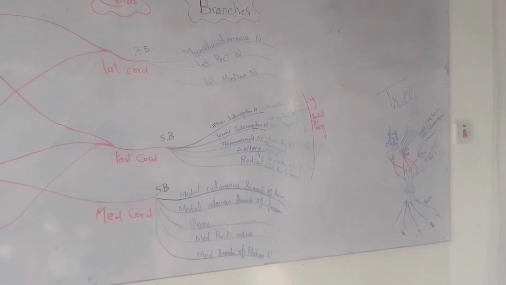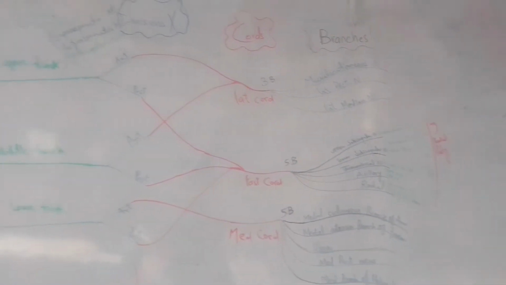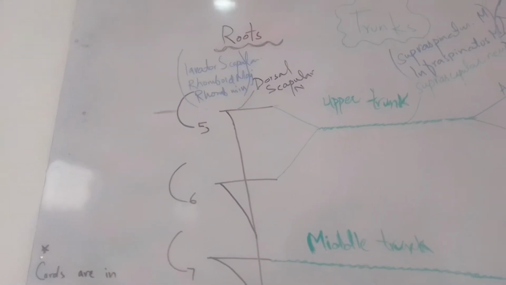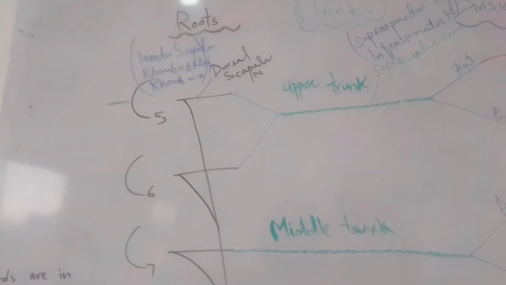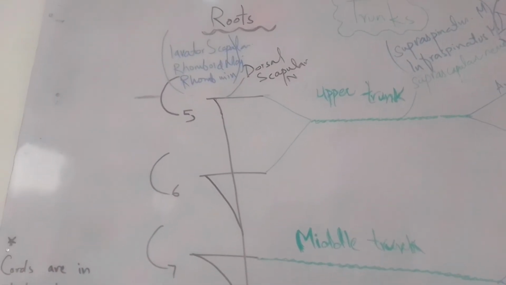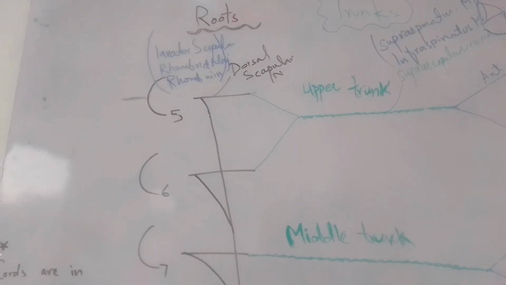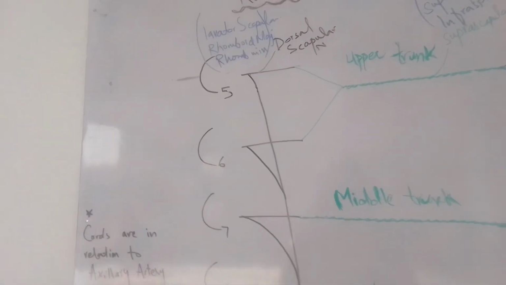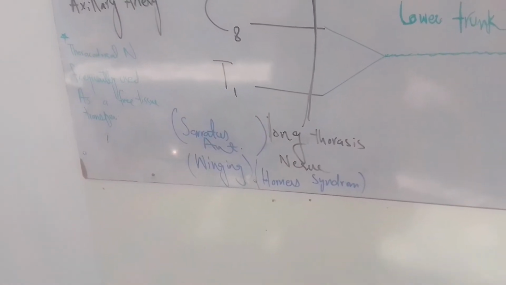C5 and C6 nerve roots combine to form the upper trunk. C5 gives another nerve, that is the dorsal scapular nerve, which supplies the levator scapulae and rhomboid major and minor. Middle trunk is the continuation of the C7 nerve root, and the lower trunk is formed by C8 and T1.